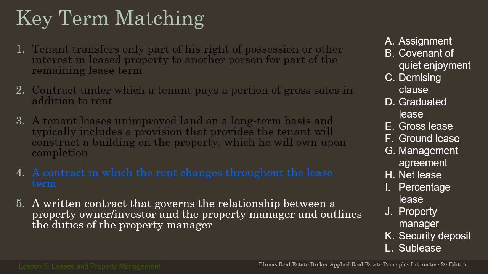Number 4, a contract in which the rent changes throughout the lease term. And this would be a graduated lease. These typically are commercial leases. Most commercial leases, industrial lease, manufacturing, warehousing, they're built so that the base rent will change each year for the period of time. Most of them are written for 5 and 7 year periods, sometimes longer. But during that time, there would be a graduated increase in the monthly rent that the commercial tenant would be paying.